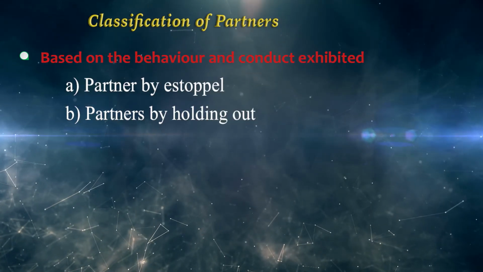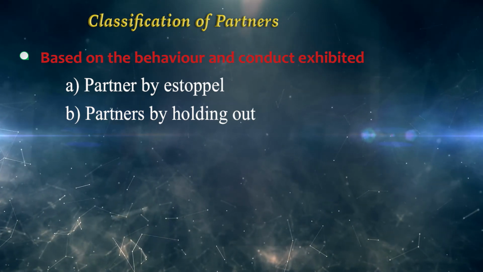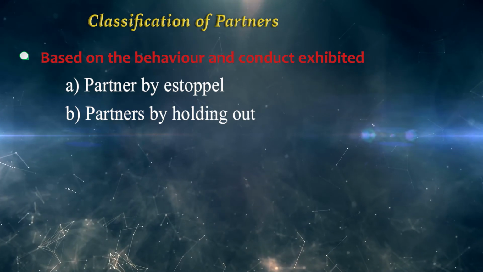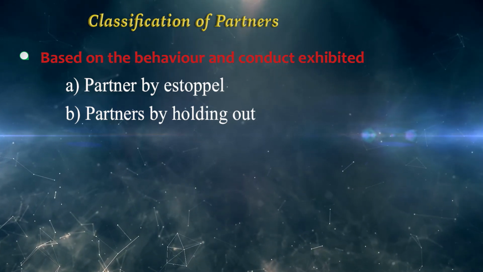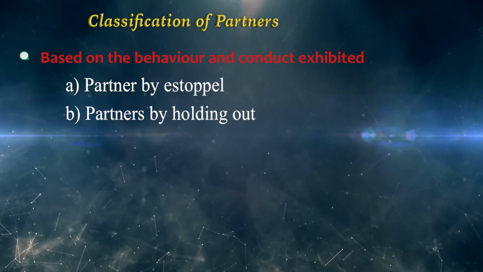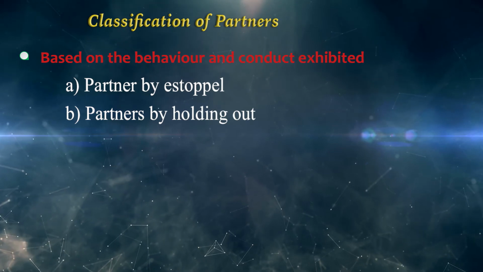Second is partner by holding out. If a particular partner of a firm represents that another person is a partner of the firm, and that other person does not contradict this even if he comes to know that somebody is representing him as a partner of the firm, he is called a partner by holding out. Such partners are not entitled to profits, but they are liable for the obligations of the firm.